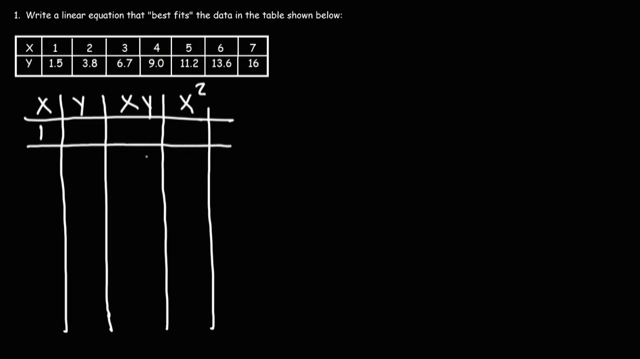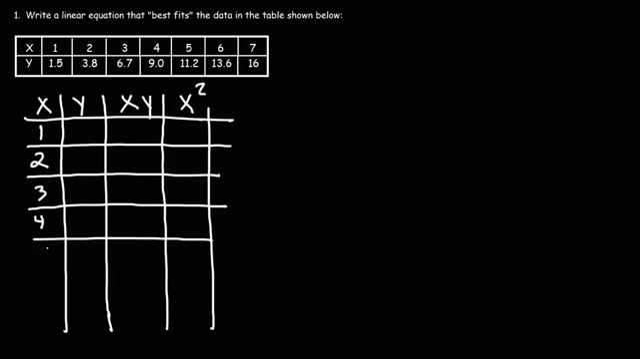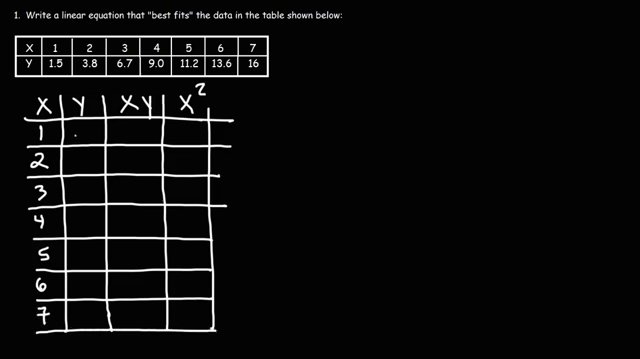The first x value is 1, next is 2, and then 3, 4, after that is 5, 6, and 7. Now let's write the corresponding y values. It's going to be 1.5, 3.8 based on what we see in this table, and then it's 6.7, 9.0, 11.2, 13.6, and then 16.